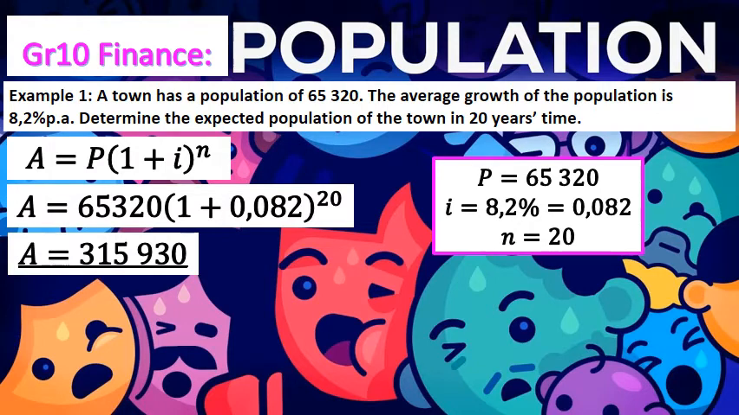So in the space of merely 20 years, that's a quarter of a life, a town can go from 65,000 to almost half of 100,000. That's crazy. Anyway, ready for example 2.